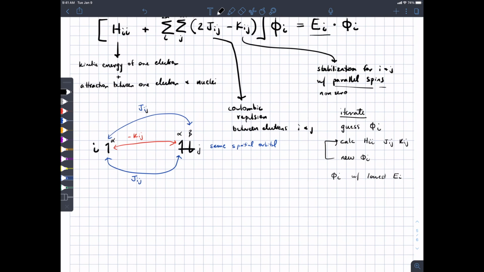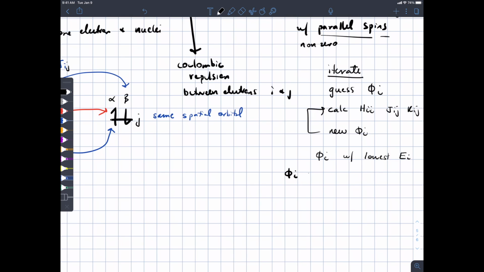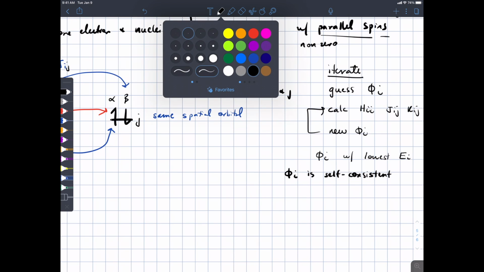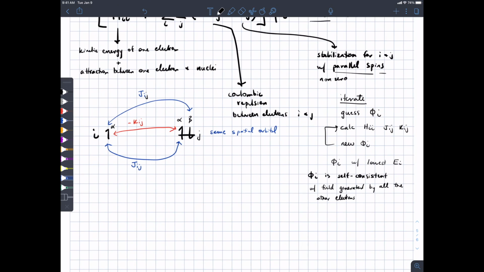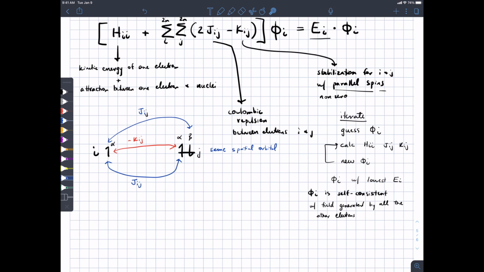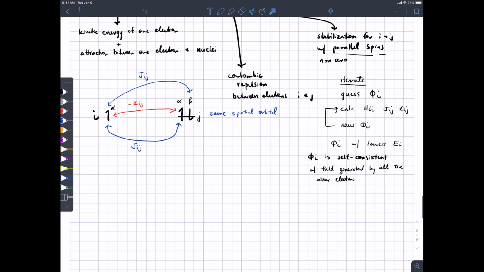When that happens, we say that our wave function is self-consistent with the field generated by all the other electrons. And in this way, by treating each electron individually and iterating until it stops changing, we calculate it as though each electron is interacting with a static, non-moving field of all the other electrons in the molecule, self-consistent with the field generated by the other electrons. And this approach is called self-consistent field theory, sometimes abbreviated as SCF.